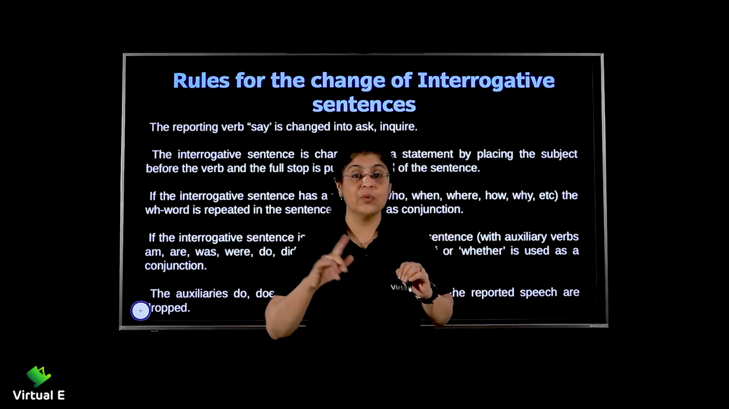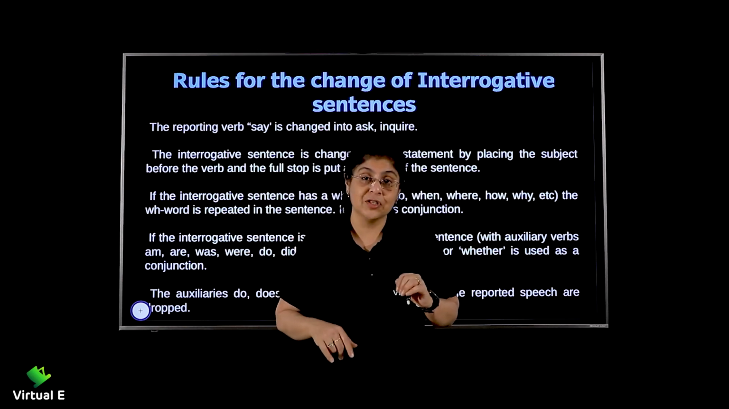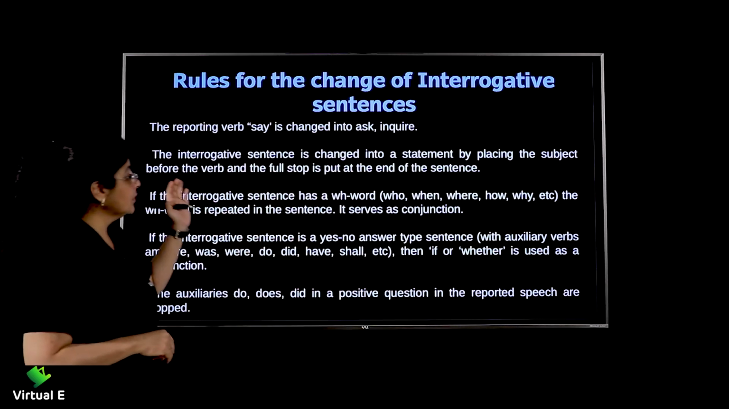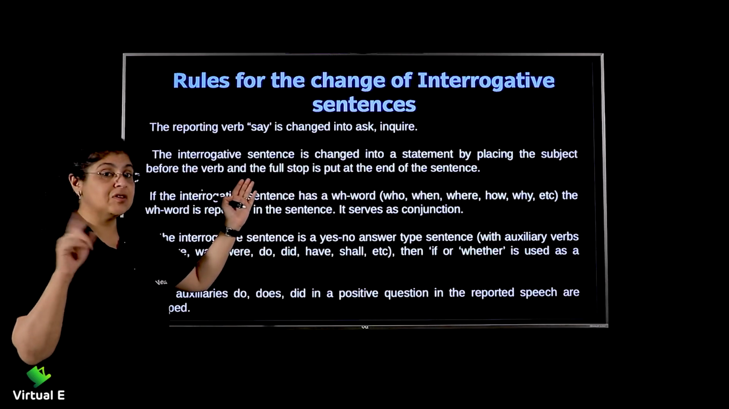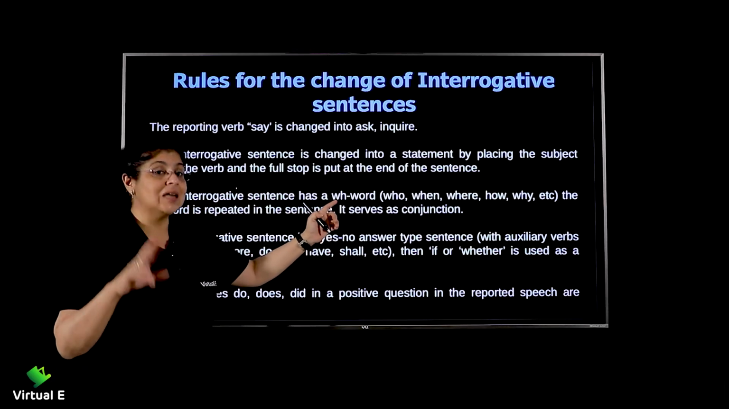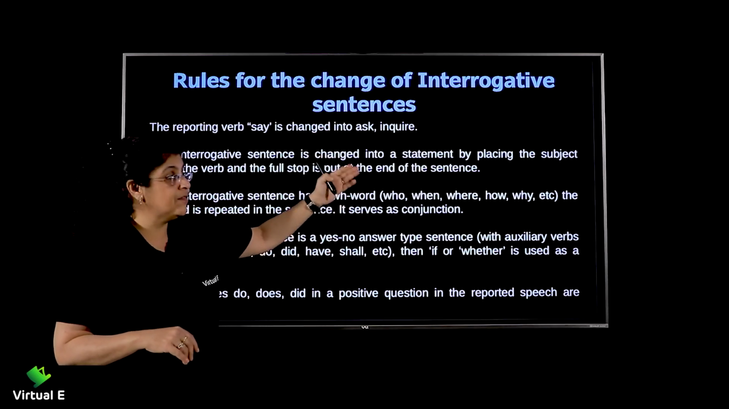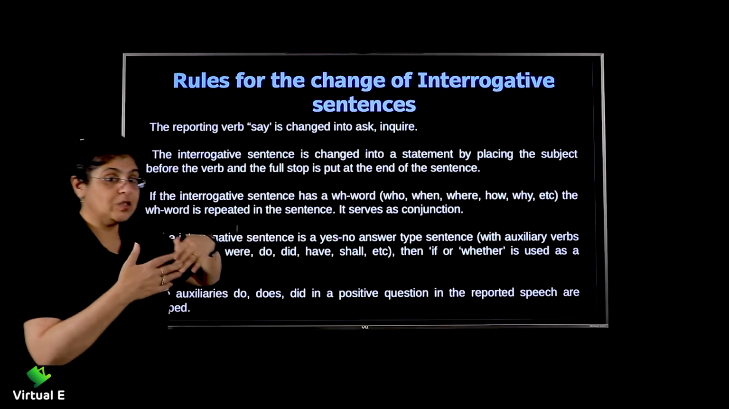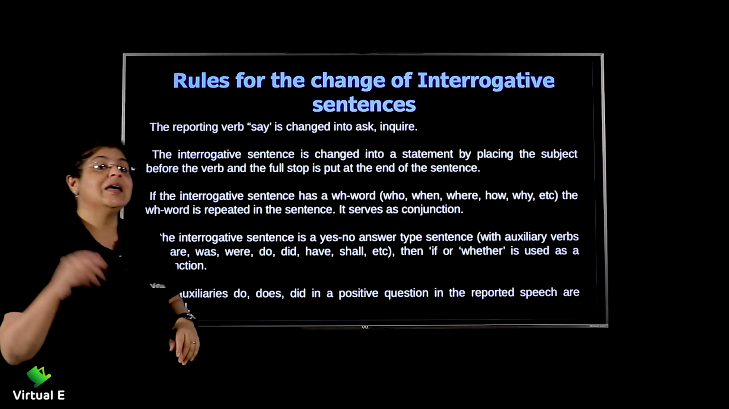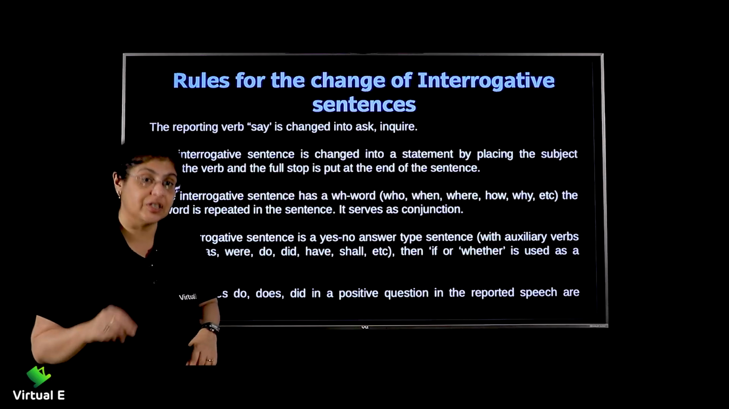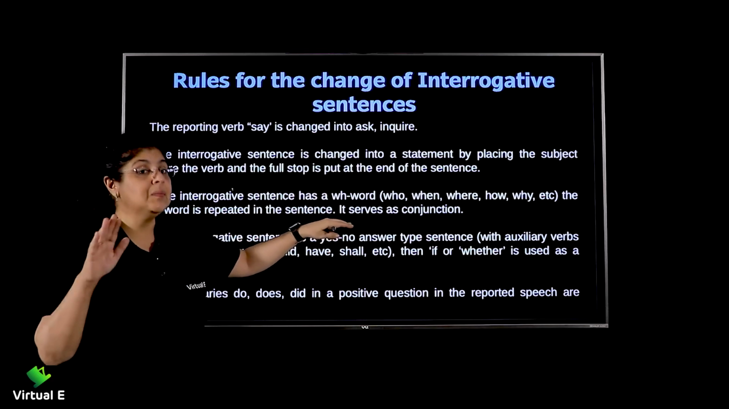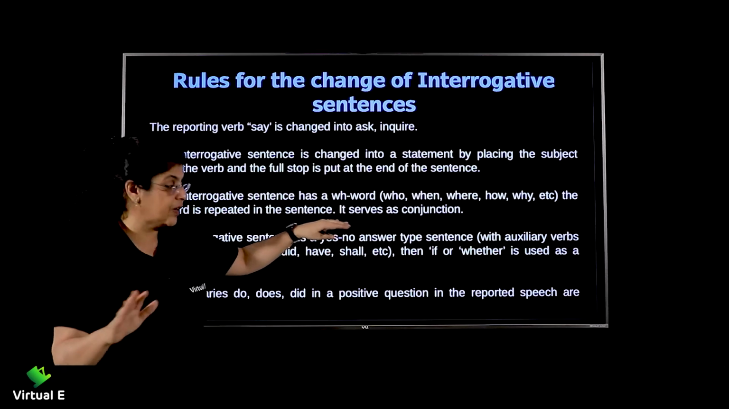But we do not use a question mark, we do not use an exclamation. So in that case, how will we change it? Watch this. We will put a full stop at the end and we will remove the question. How? If the interrogative sentence has a WH word, that is who, when, where, how, why, etc., when you're expecting some answer, the WH word is repeated in the sentence, it serves as a conjunction. If your question is a WH word, please remember this, I will keep repeating, don't worry.